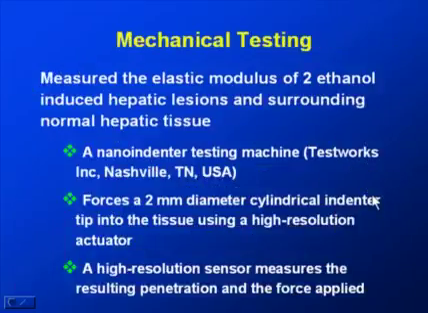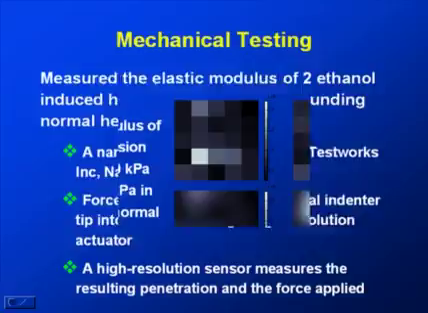Now, additionally, we did mechanical testing of specimens from these studies. Because we have access to the entire liver, we could take the hepatic lesions out in some normal surrounding liver parenchyma, and this was then sent down to Houston, where they have a nanoindenter machine, which is essentially a very expensive piece of equipment that forces a cylindrical indenter about 2 millimeter in diameter, the tip of it, into the tissue. And at the same time, it uses a high-resolution actuator, so it can measure the penetration and the force applied, and therefore the Young's modulus can be calculated directly.